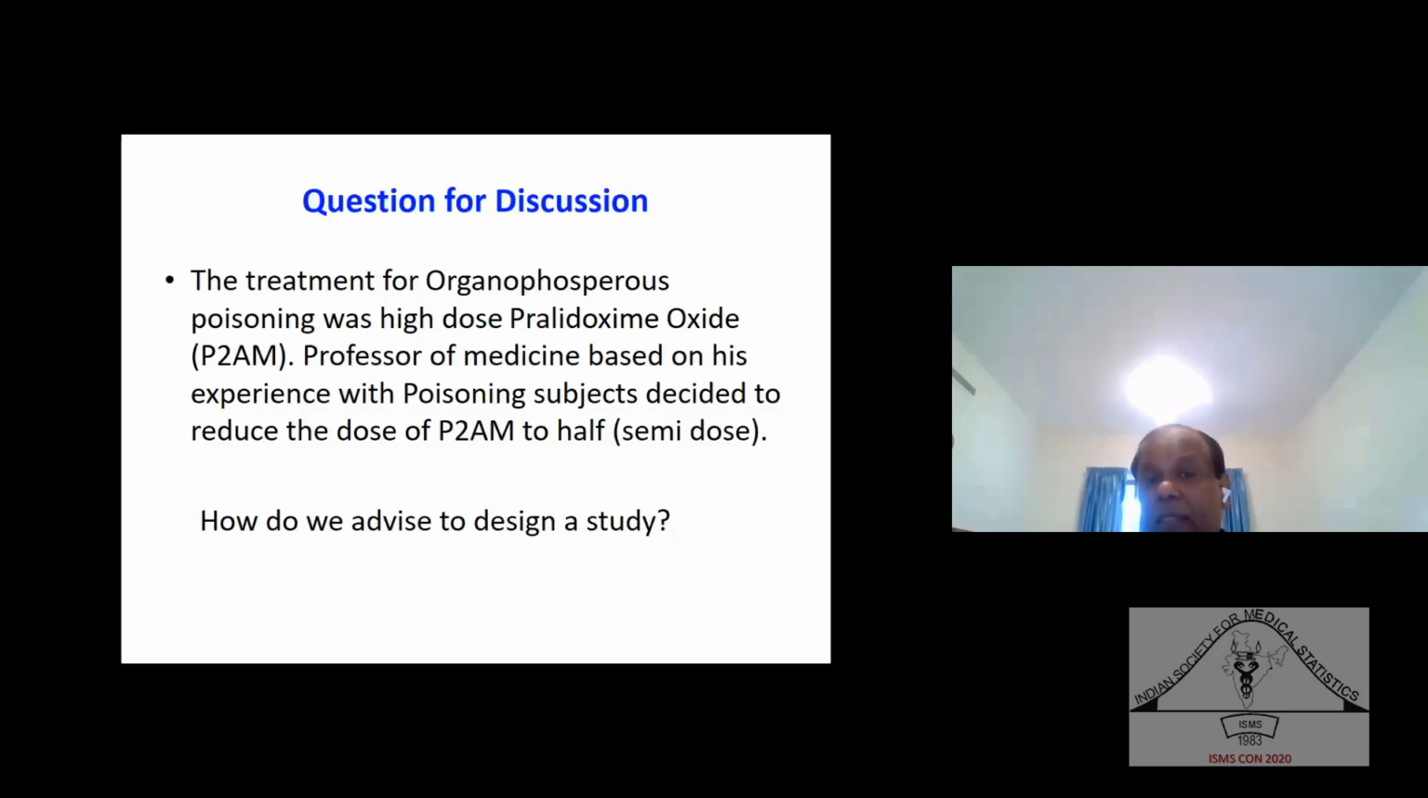This is about mortality. So now the only way you could phrase your hypothesis is that low dose is as good as high dose. I don't know, I pretend that I have no idea about non-inferiority trials. Ideally, it should be a non-inferiority trial.